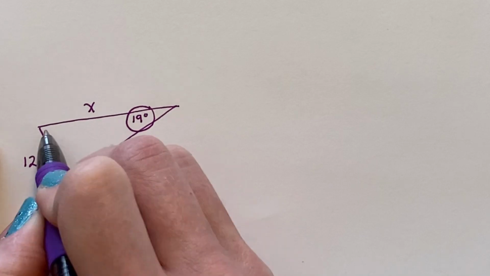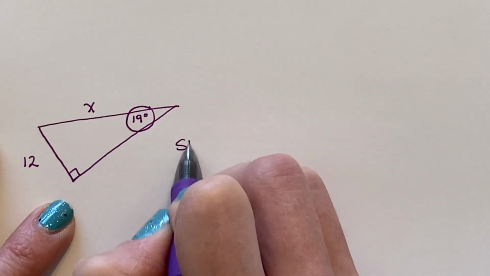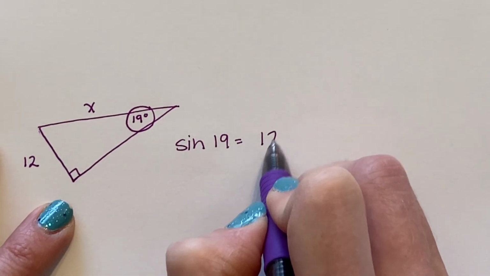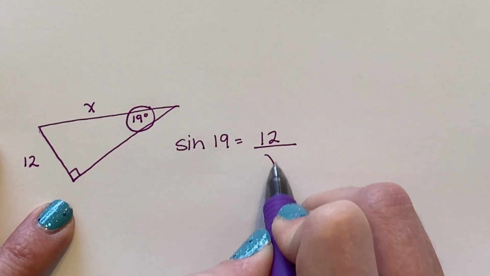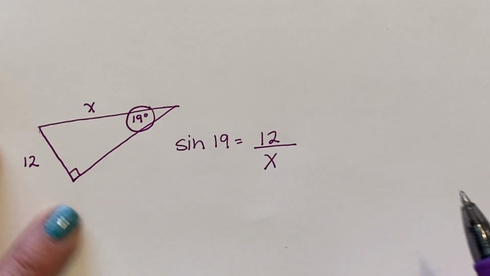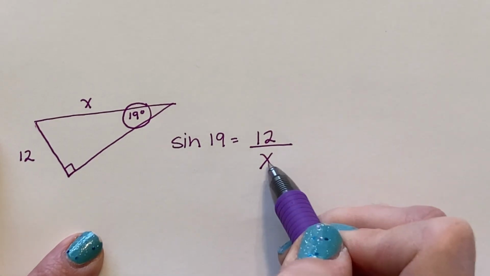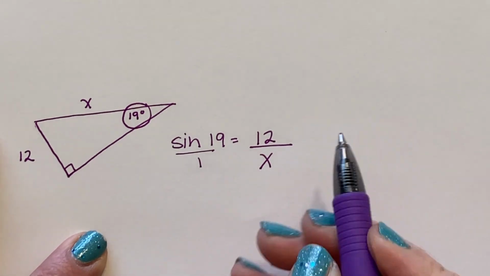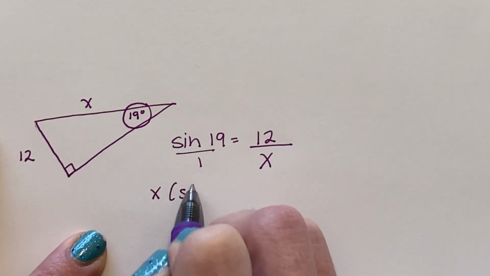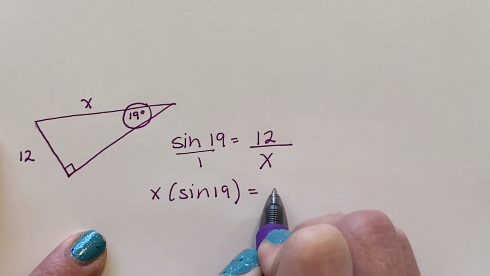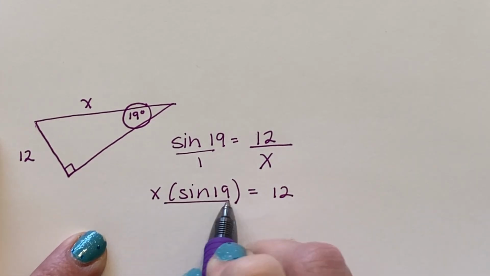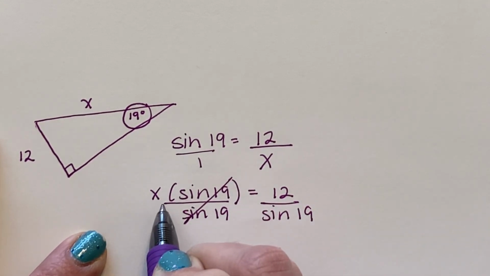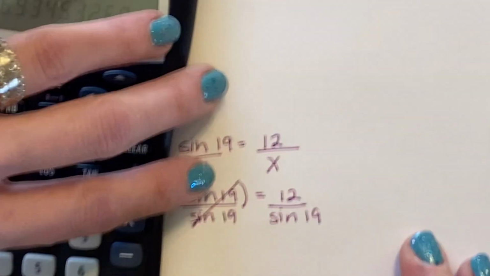So opposite and hypotenuse is sine. So sine of 19 degrees is going to be opposite 12 over hypotenuse, which is my number. Here's where I have my number in my denominator. What do we do? Well, let's get the number out of the denominator. You could also think about cross multiplying. So cross multiply, you get x times sine of 19, which is just a funky number, equals 12. Awesome. Now we divide by sine of 19, and we get x equals 12 divided by the sine of 19 degrees.